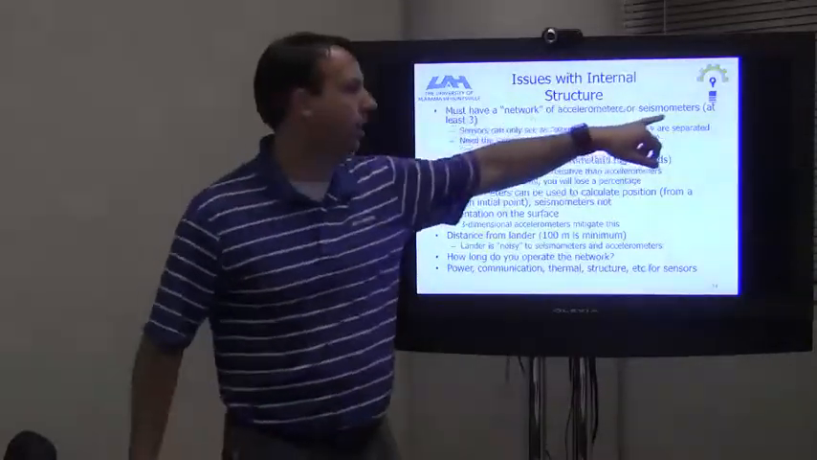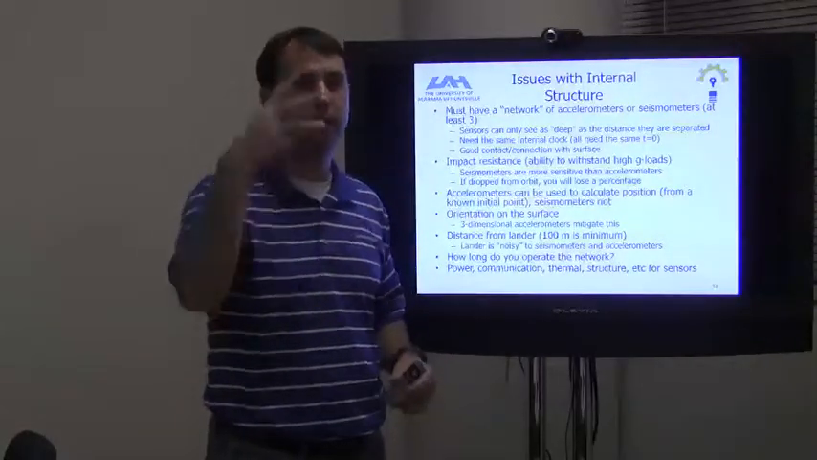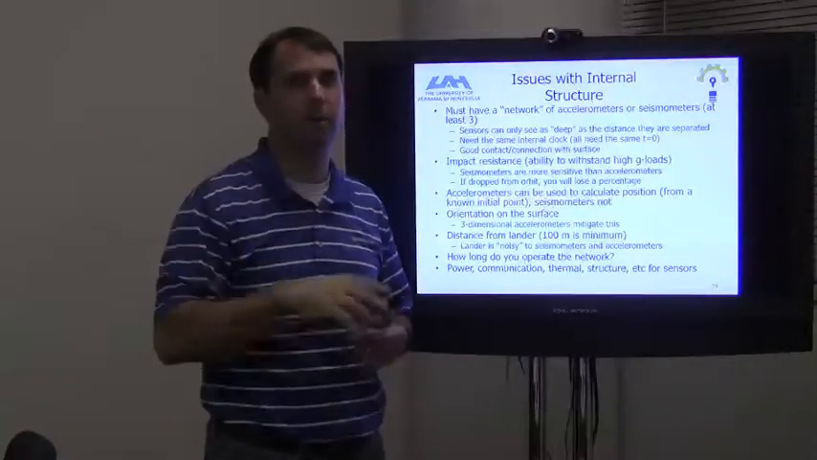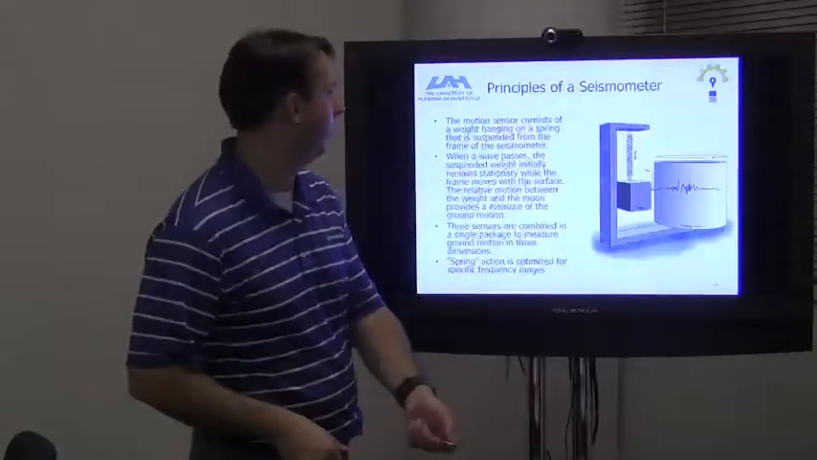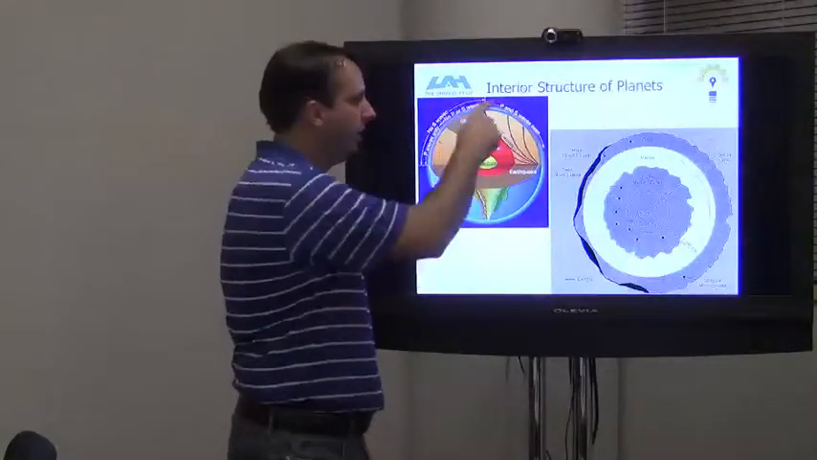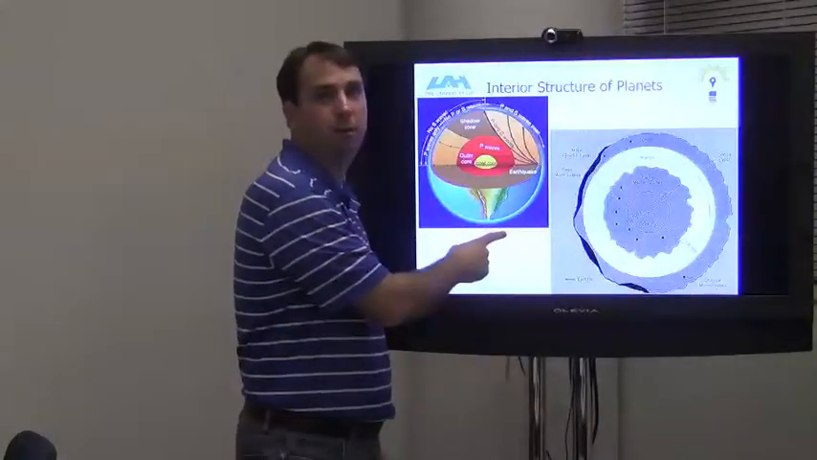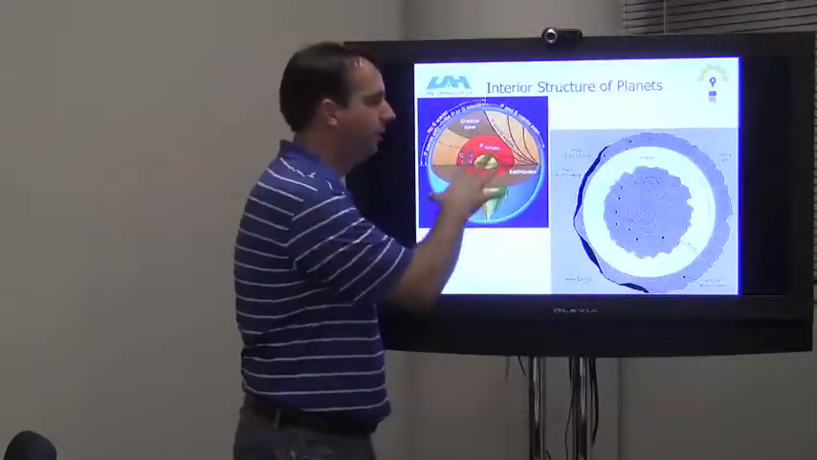You must have a network of accelerometers or seismometers, at least 3. You must have at least 3 different seismometers or accelerometers to make this work. You have to have at least 3 locations, 3 different sensors across the planet. You can have them near each other, but then you can't tell the internal structure of the whole planet.